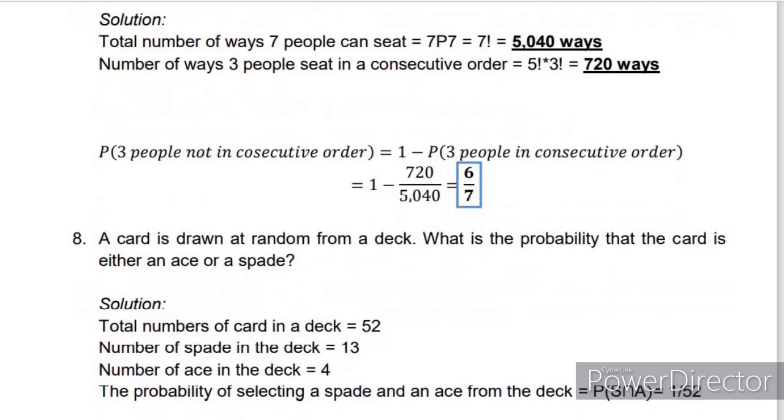Next, to get the probability of 3 people not in consecutive order, we subtract the probability of 3 people in consecutive order from 1. So it is equal to 1 minus 720 ways over 5,040 ways. It is equal to 6/7. So that is the answer, the probability.